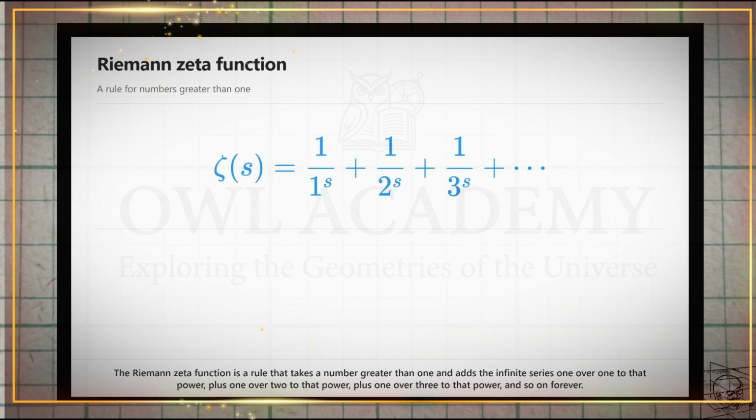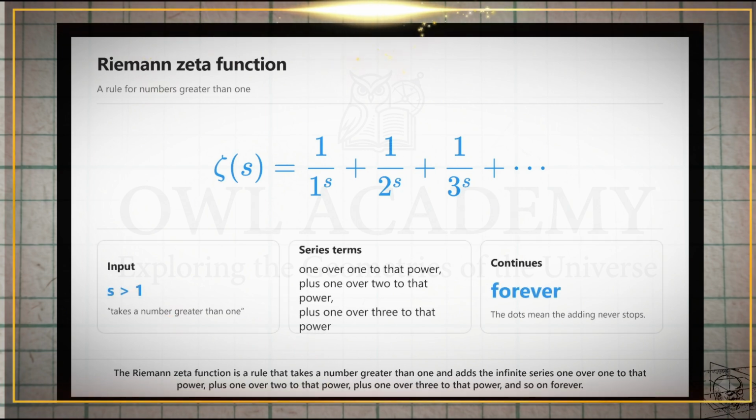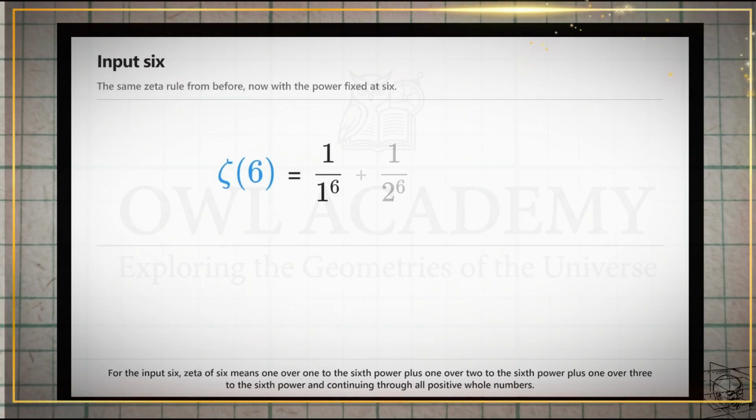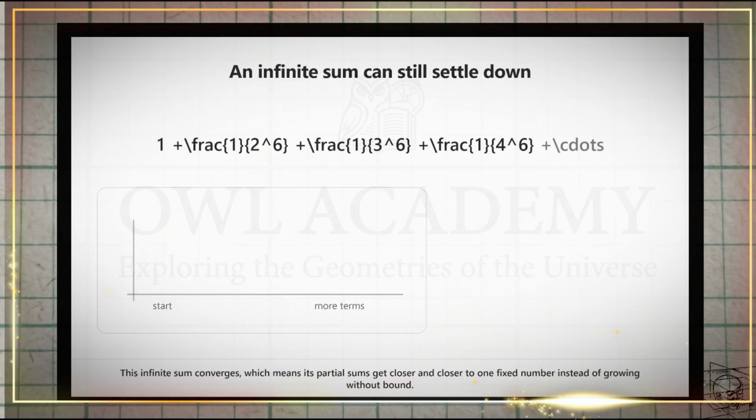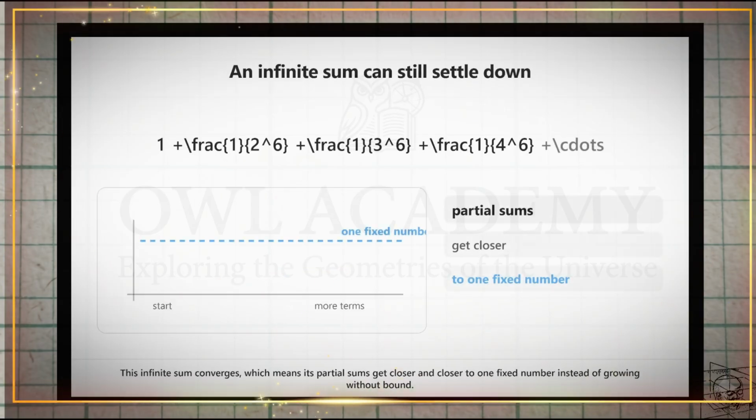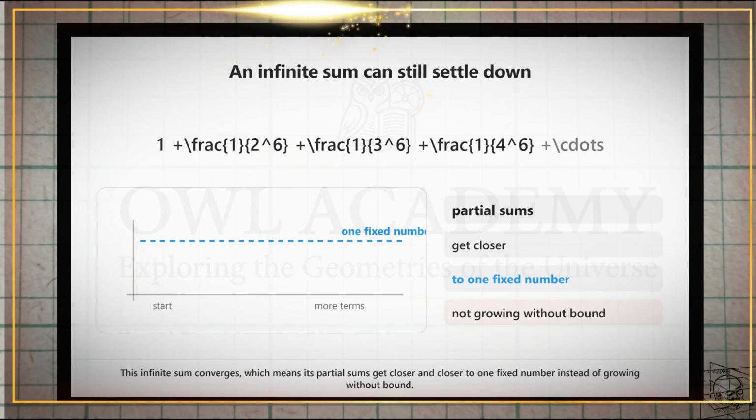The Riemann zeta function is a rule that takes a number greater than 1 and adds the infinite series 1 over 1 to that power, plus 1 over 2 to that power, plus 1 over 3 to that power, and so on forever. For the input 6, zeta of 6 means 1 over 1 to the sixth power plus 1 over 2 to the sixth power plus 1 over 3 to the sixth power, and continuing through all positive whole numbers. This infinite sum converges, which means its partial sums get closer and closer to one fixed number instead of growing without bound.